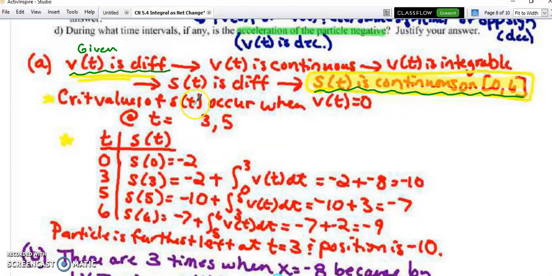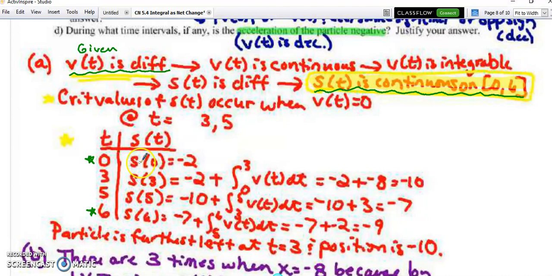Your critical values of S of t are going to occur when the velocity is equal to 0. And they have to also be on the interval, and we're going to include endpoints on that, but remember, critical values have to be in the interval. So your critical values are 3 and 5, but you do remember to include your endpoints in your EVT chart.